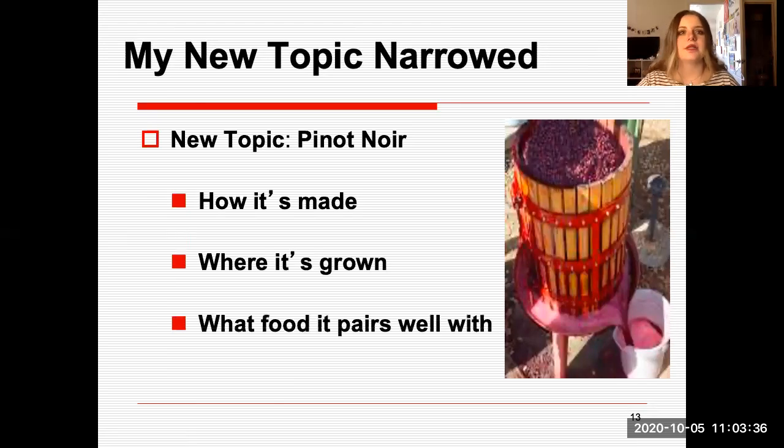Or you can talk about Pinot Noir because they're all very differing topics. And you can talk about how it's made, where it's grown, and what food it pairs with. So compared to the one before, this example would more so be, okay, so today we're going to talk about Pinot Noir. We're going to go over how it's made, where it's grown, and what food it pairs with. And that's something that you'd be able to do well and develop in detail within the time limit.